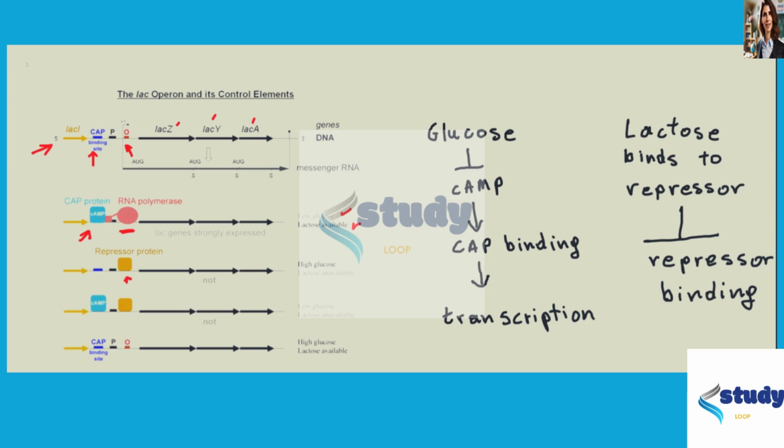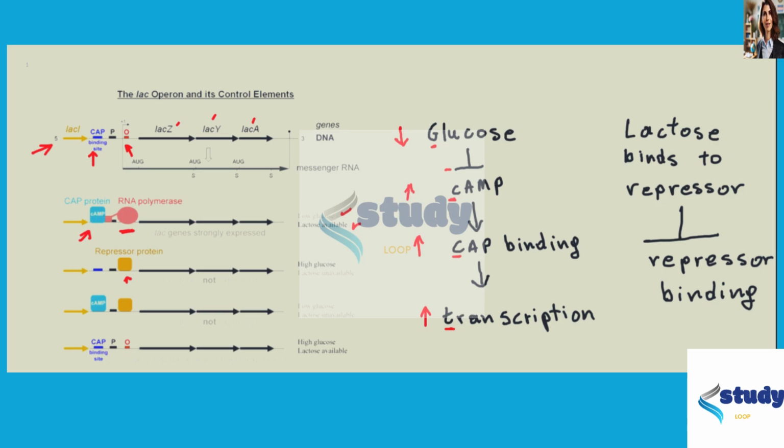How does the cell know that glucose is low and lactose is high? Well, glucose prevents the production of cAMP, which is cyclic adenosine monophosphate. cAMP binds to the CAP protein, which stands for catabolite activator protein, I believe. So cAMP binds to the CAP protein, and that activates the CAP protein to bind to the DNA and promote transcription. When glucose is low, there's not enough glucose to block the production of cAMP. Levels of cAMP go up, binding of the CAP protein to the DNA goes up, and levels of transcription go up.